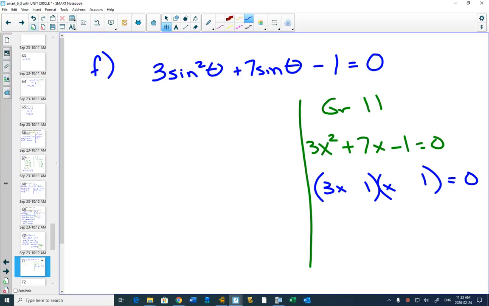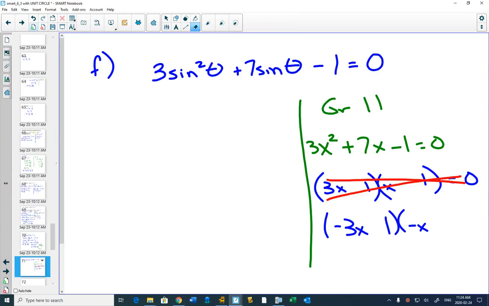Now we need to figure out our plus and minus. But what's our outside? 3. What's our inside? 1. Does 3 and 1 ever make 7? No. This is not going to work. What do you do? If I did the negative 3x and x, that's not a bad idea, and still did 1 and 1, I'm still going to get 3 and 1, and that never adds or subtracts to give me 7. But if I make this a 2, then I don't get a 1 anymore.